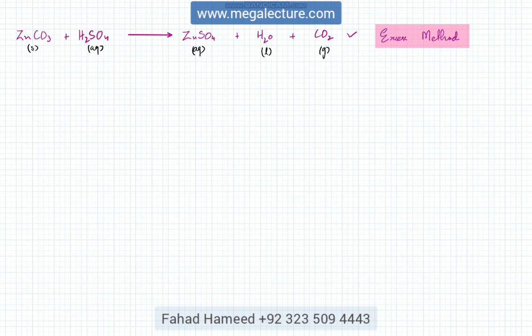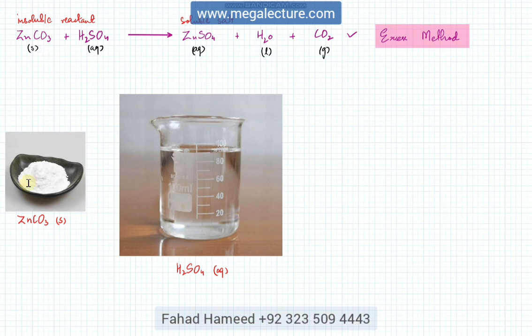So I've copied this, and it's the excess method. Why? Because you've got an insoluble reactant, and that insoluble reactant is producing a soluble salt. So that's why it's going to be the excess method. Remember, here's your zinc carbonate, white powder, and you've got sulfuric acid. I've taken both of them. Remember, whenever you have the excess method, it's the insoluble reactant that's going to be added in excess.